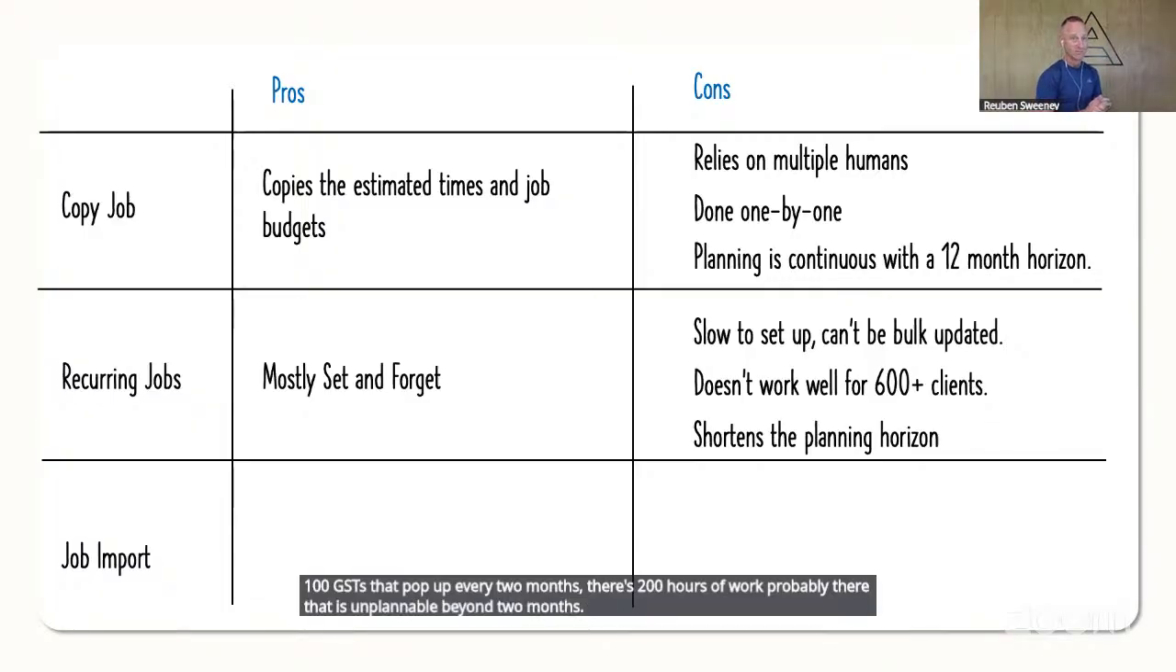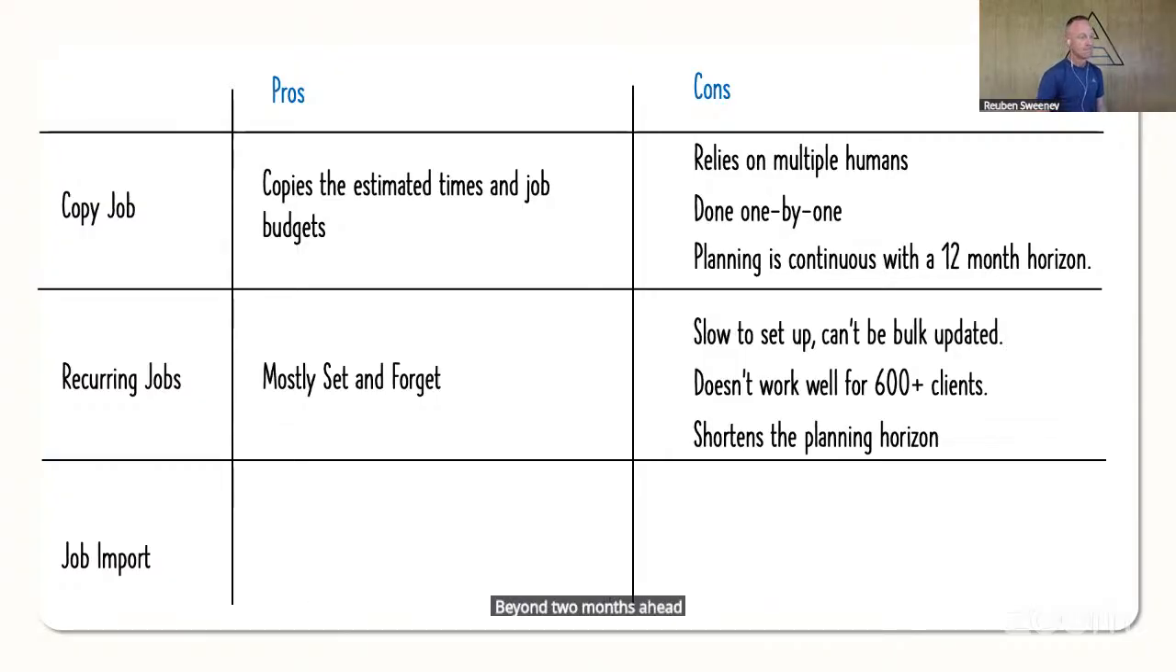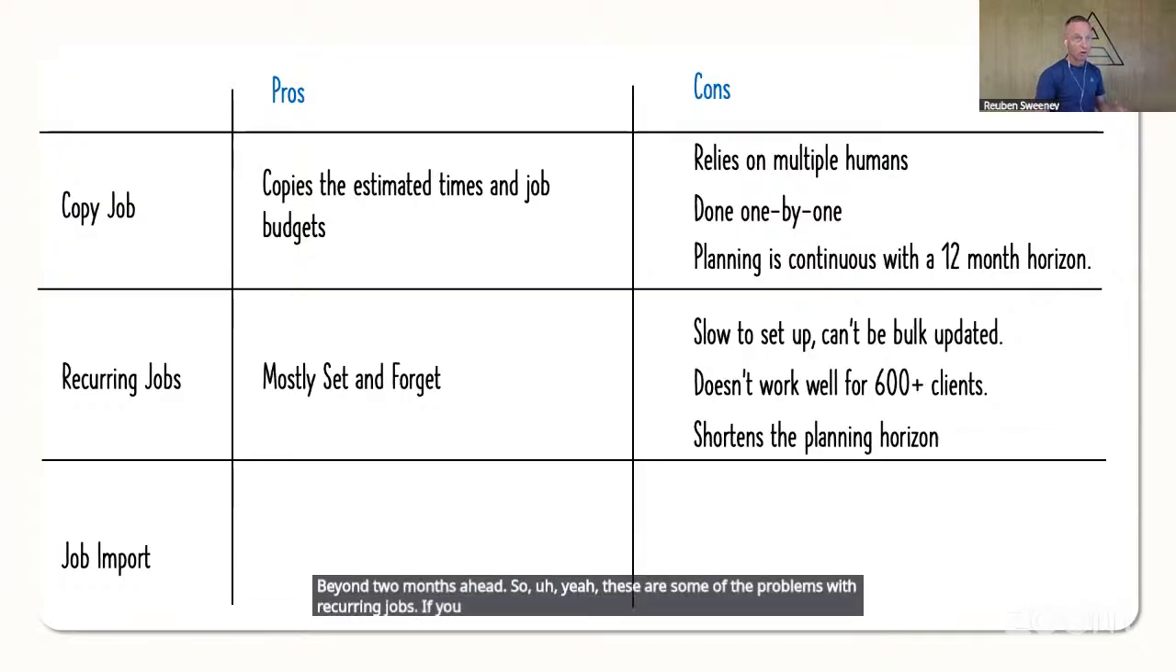And so if somebody leaves in your business, it becomes very challenging to take that work and reallocate it to others or to make decisions beyond 2 months ahead. And we all want to be thinking beyond 2 months ahead. So these are some of the problems with recurring jobs. If you are using recurring jobs, I would recommend you do all of them annually. Yep, that allows you to plan annually.